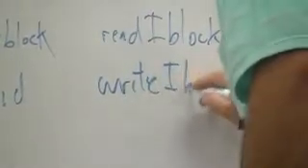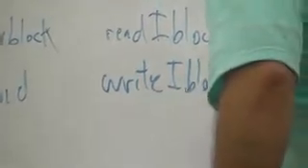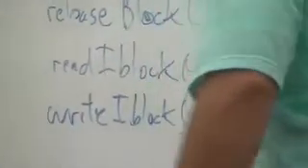And then its counterpart, void write iblock, int x, struct iblock, and then iblk, something like this. All right, so those are a set of rudimentary functions that we're going to use to implement the file system.